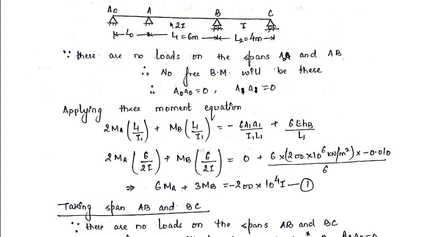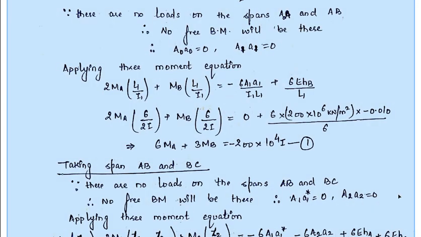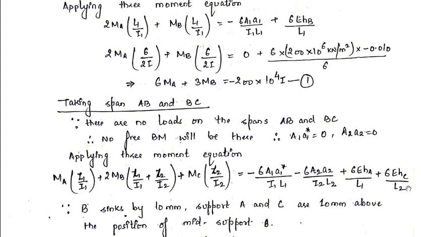See, now when we take the span AB and BC, again we will have to first draw the free bending moment diagram. But on this span AB and BC there is no external load, so there will be no free bending moment diagram. If there is no free bending moment diagram, the value of capital A1 into small a1 for this span, that is a star, and capital A2 into small a2 will be equal to 0.